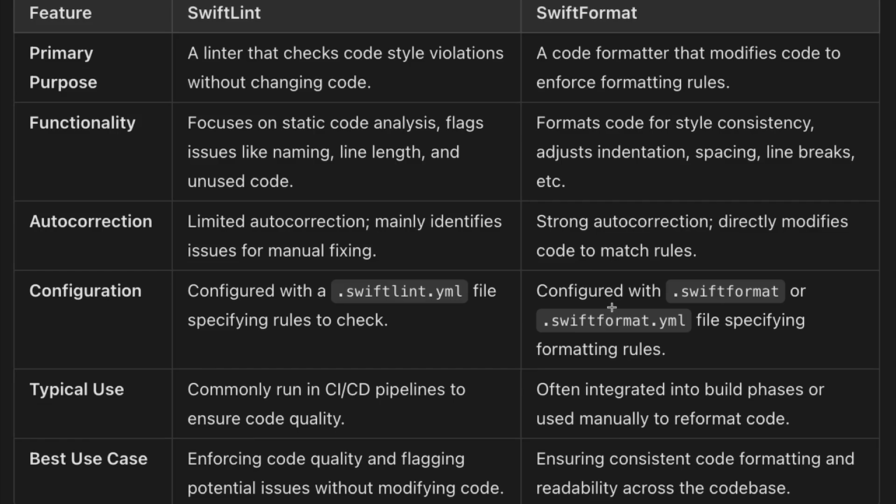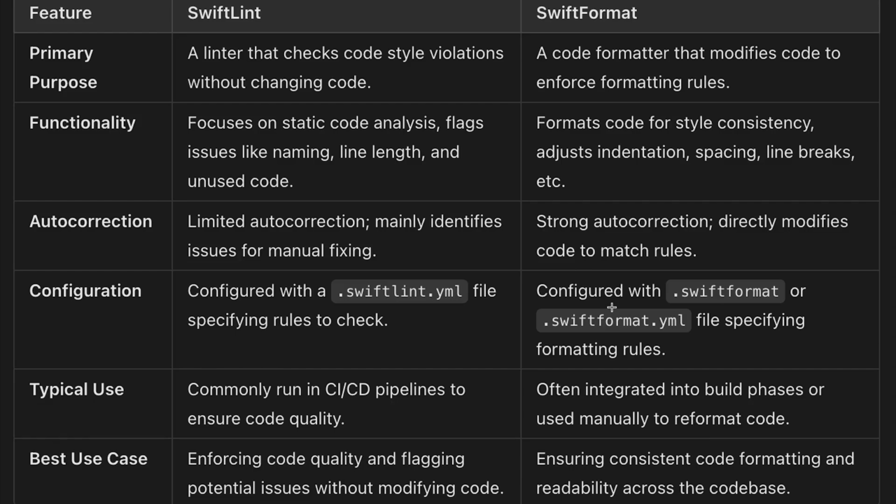To configure SwiftLint, we need to create a .swiftlint.yaml file in the root directory, whereas for SwiftFormat, either we need to create .swiftformat or we can use .swiftformat.yaml. Typically, we use SwiftLint in a CI/CD pipeline to check whether we are maintaining code quality according to our rules or not, whereas SwiftFormat ideally can be used in the build phases, or manually we can run SwiftFormat once we are done with implementation.